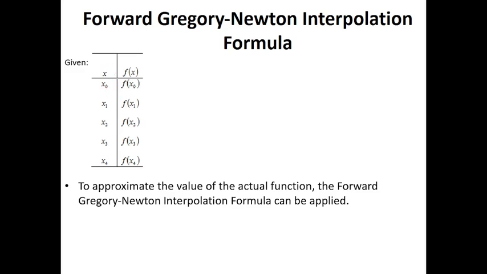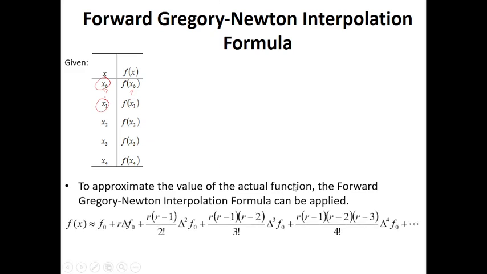However, between x of 0 and x of 1, what is the value of that function? Given that there is a value between x of 0 and x of 1, we will approximate that value applying the forward Gregory-Newton interpolation formula. And this is the formula to approximate the value of the actual function.